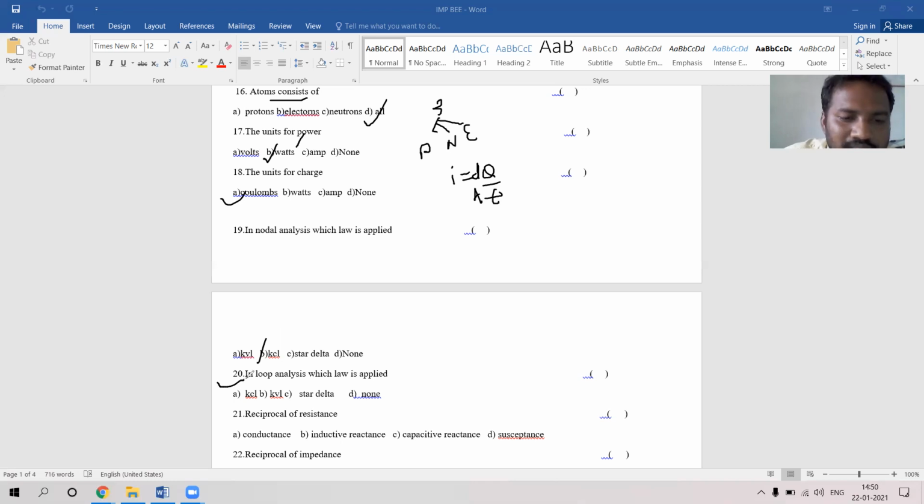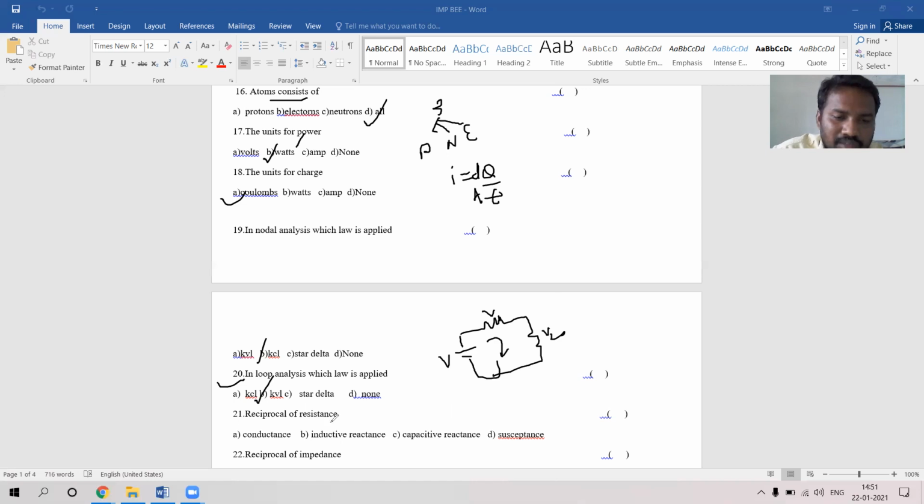Coming to loop analysis, in a closed loop which law is applied? A closed loop means the circuit is closed. When it is excited with some voltage source, you have to apply KVL because voltage drops are taking place. V1 drop, V2 drop, and this is the supply voltage. Sum of potential rises is sum of potential drops, or in a closed loop, sum of all voltages is equal to 0. So KVL will be applied.